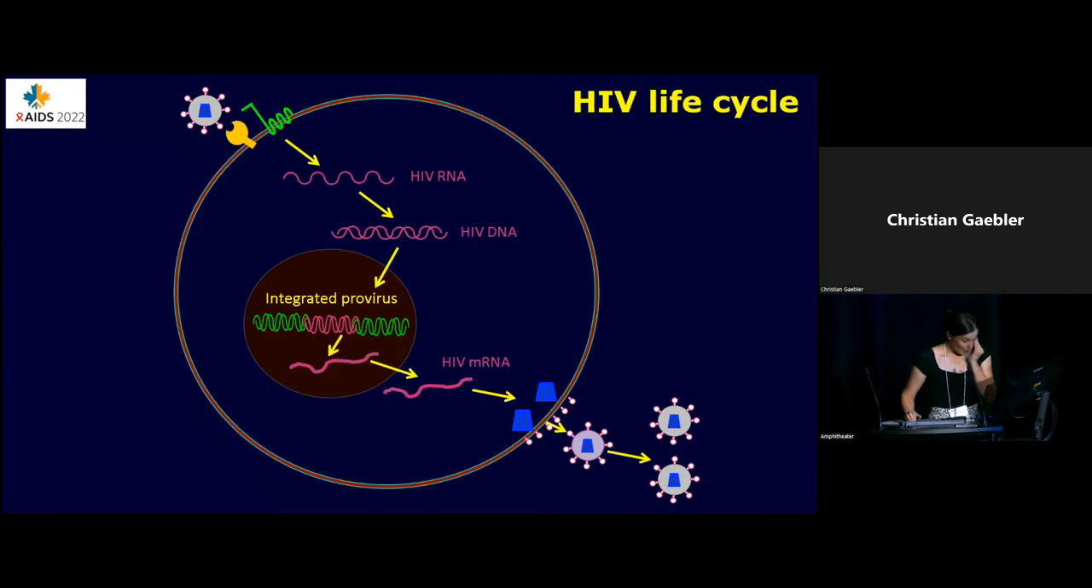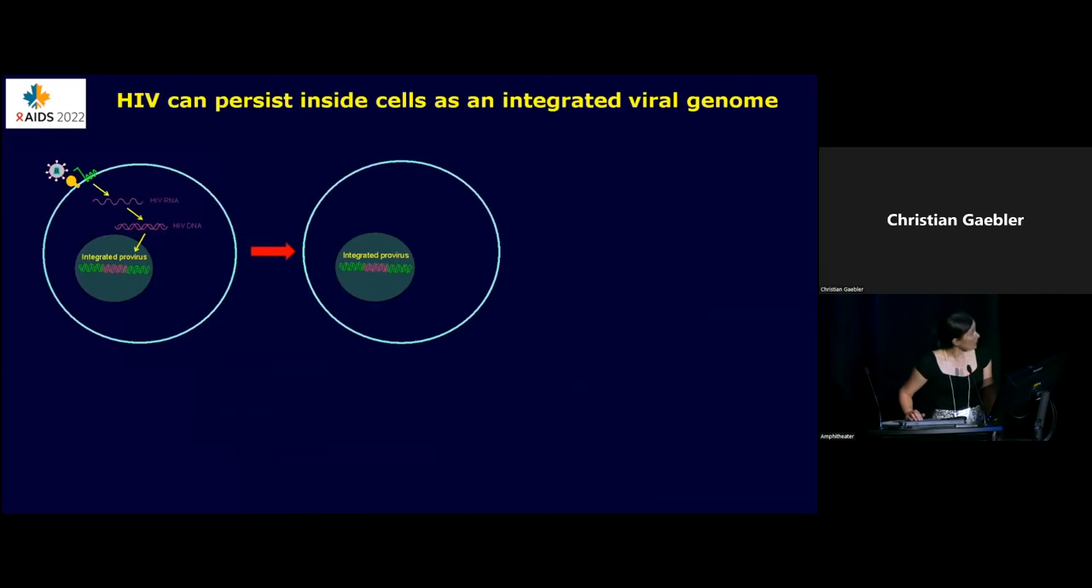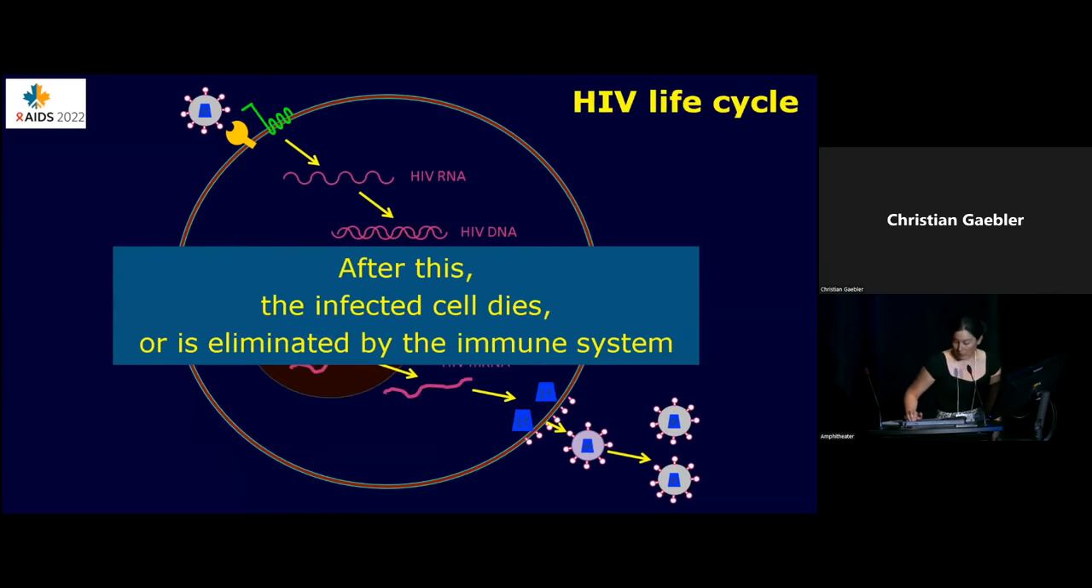As many of us will know, HIV is a retrovirus. And what that means is that its genome is made up of RNA. And during the course of the life cycle, the RNA is retrotranscribed into double-stranded DNA. And that double-stranded DNA copy of the viral genome is physically inserted into the genome of the host cell. And that process is irreversible. Usually after this, the cell turns into a virus factory. And after that, the infected cell usually dies, or is eliminated by the immune system.